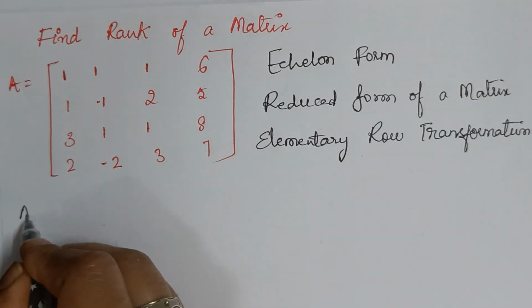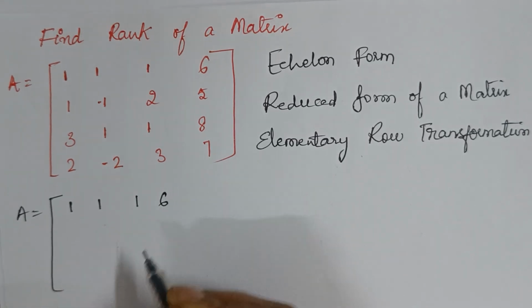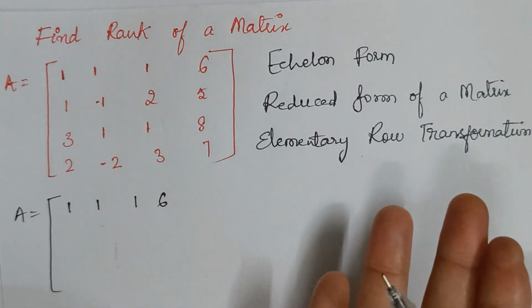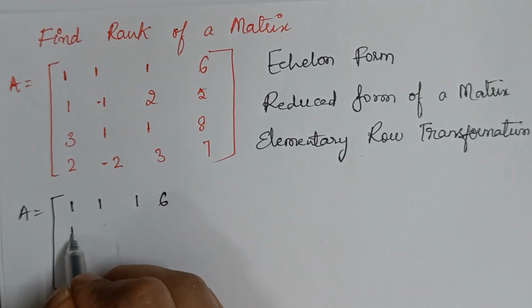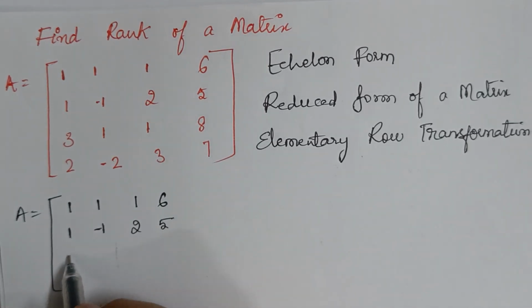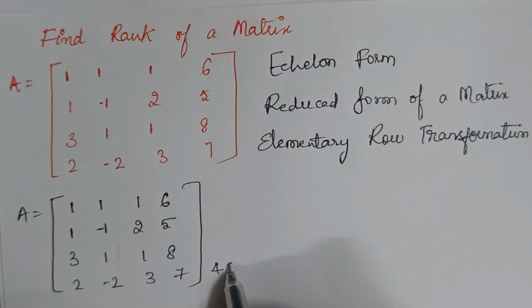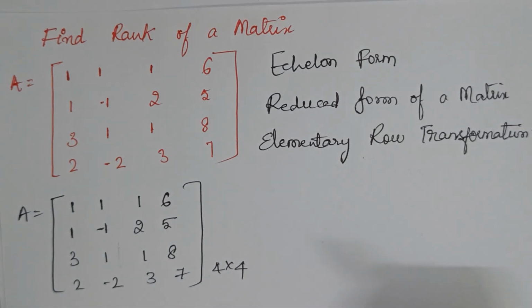The matrix is given as 1 1 1 6. I'll write it a little small and neat, because my handwriting is not so neat. So 3, 1, 1, 8, 2, minus 2, 3, and 7. So this is a 4 by 4 matrix.